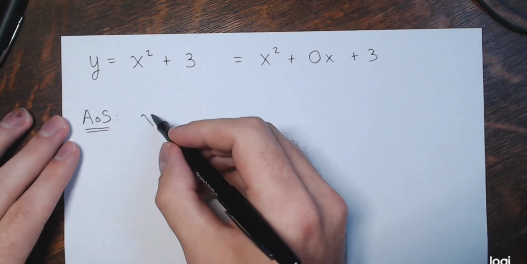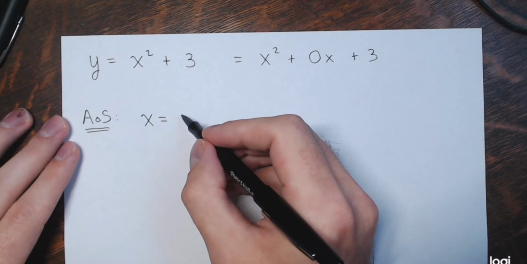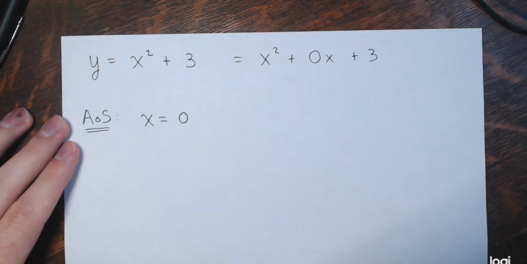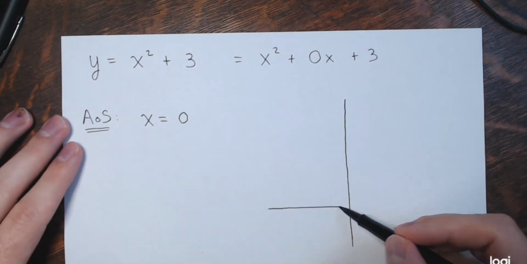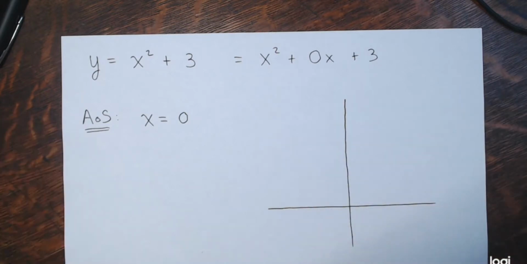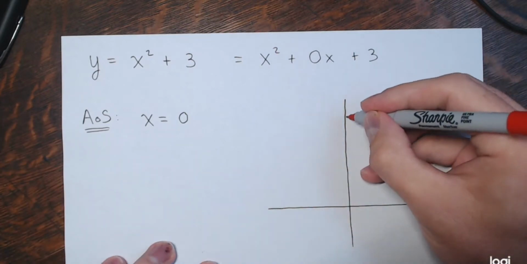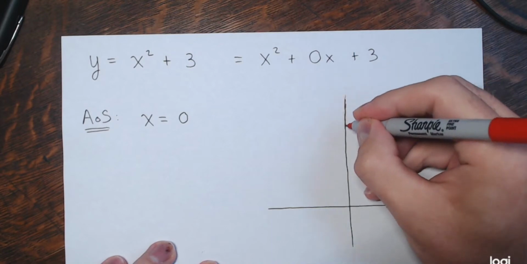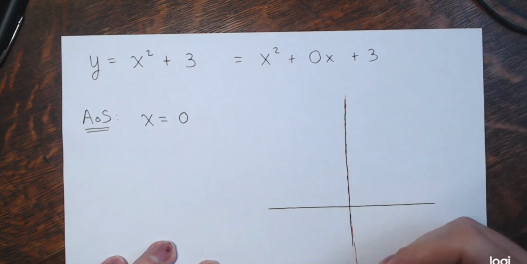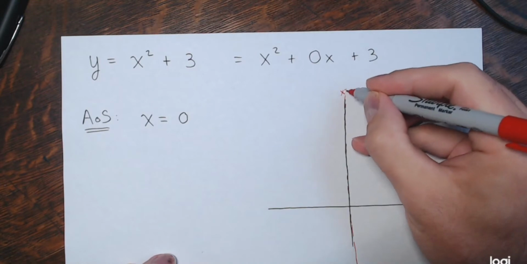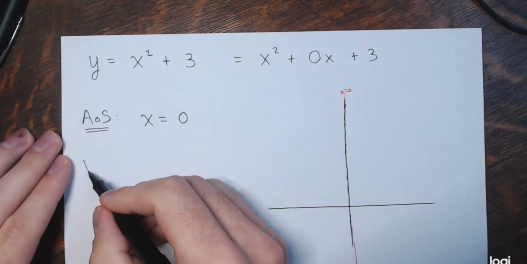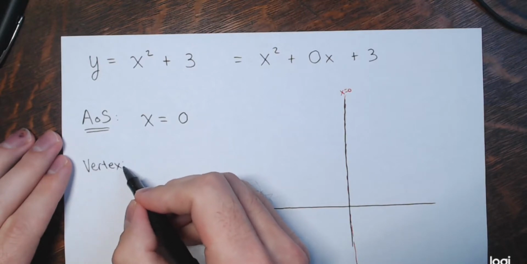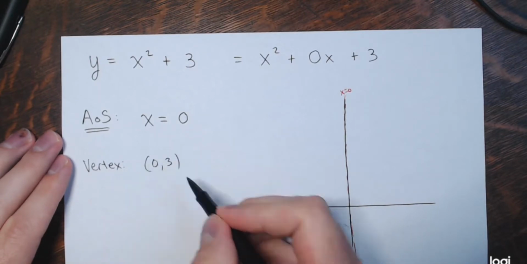So x equals negative b over 2a, which would just be 0. You have 0 divided by 2. So the axis of symmetry is the y-axis, here's x equals 0. The y-axis is the axis of symmetry. Then the vertex is 0, 3, which is also the y-intercept.